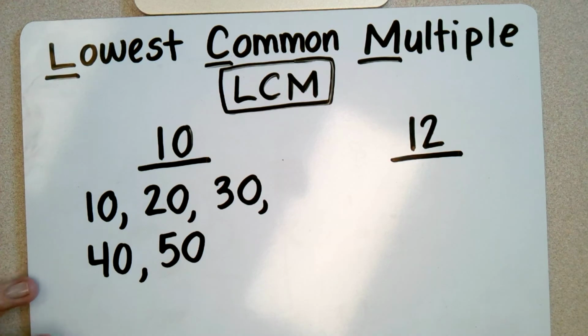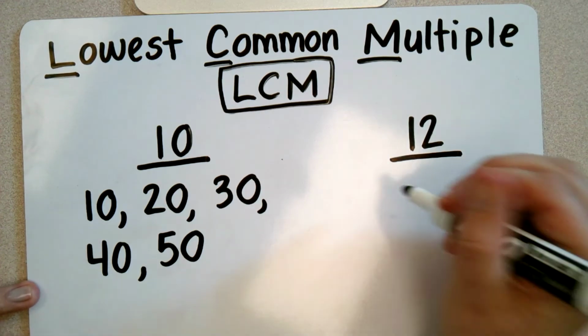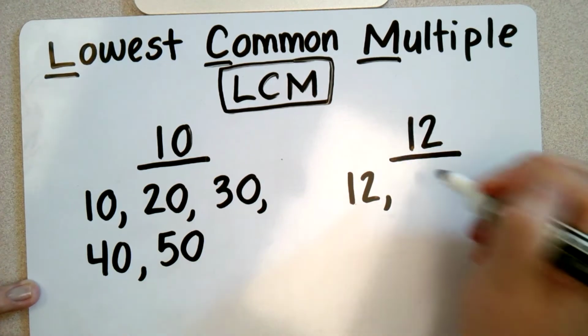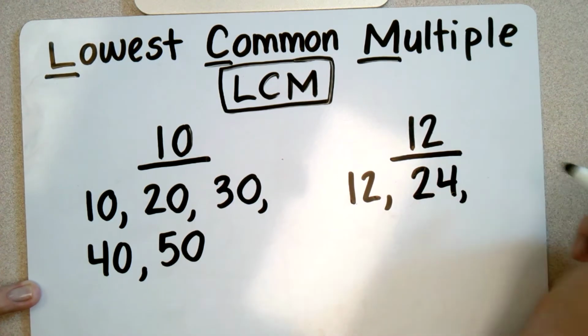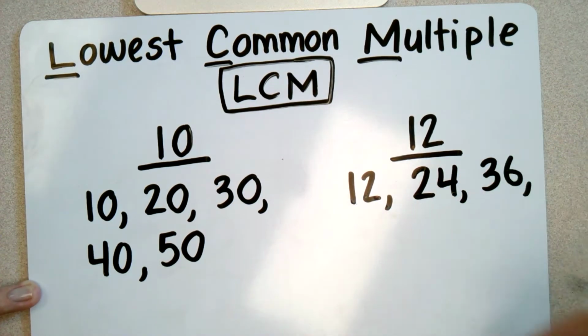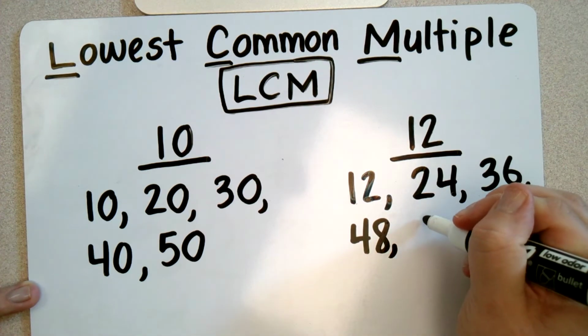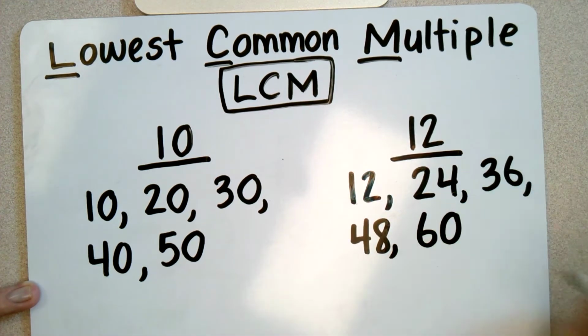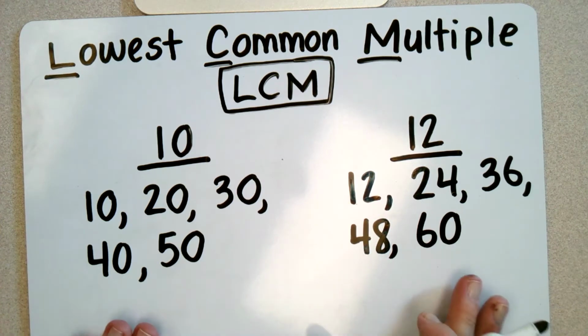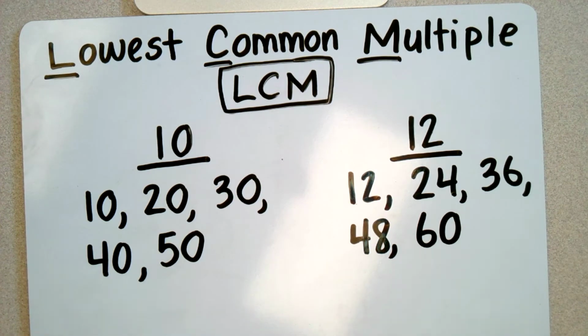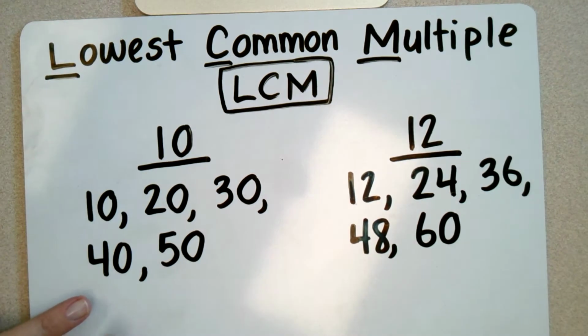Now let's list the first 5 multiples of 12: 12, 24, 36, 48, and our last one is 60. So far, we don't have any multiples in common, right?